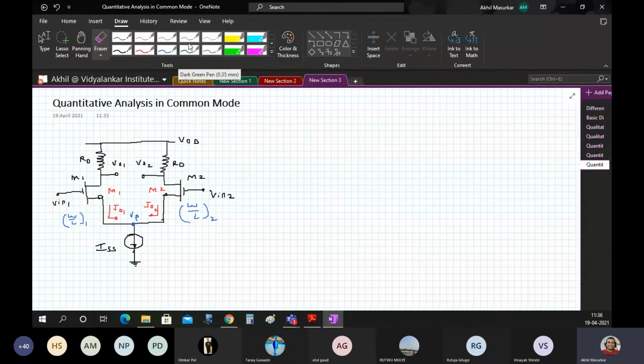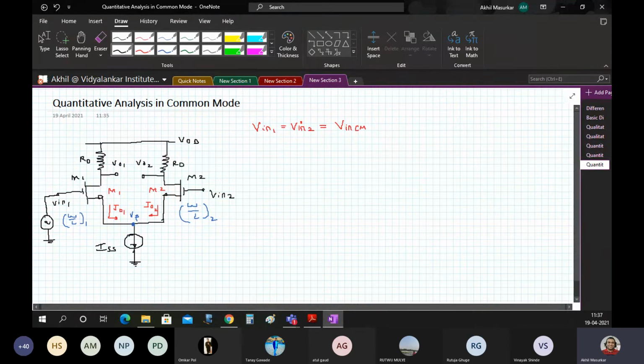So here what we are now trying to do is, first thing, this is common mode. This is common mode signal. So V in 1 is equal to V in 2, that is equal to VCM, or we can call it V in CM, whatever you like. Okay, let's use the book notation, V in CM. So here what we have to show is they both are the same, that is V in CM, and this is also V in CM, that is V in common mode level.